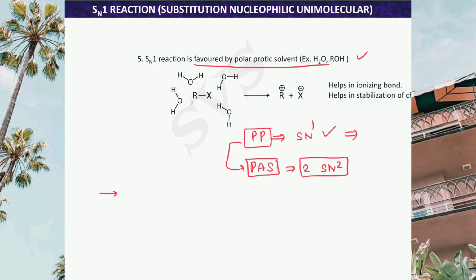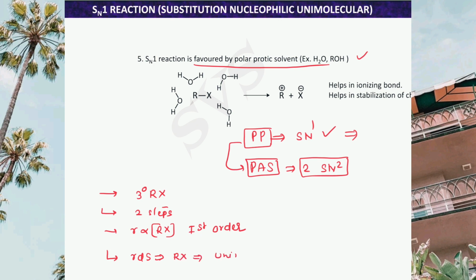So first important point, it takes place in tertiary alkyl halides. The mechanism takes place in 2 steps and the rate is directly proportional to only the concentration of alkyl halide. Therefore, it is an example of first order reaction. And in the rate determining step, RDS, only alkyl halide is participating. Therefore, it is an example of unimolecular reaction. And polar protic solvent will favor SN1 mechanism.